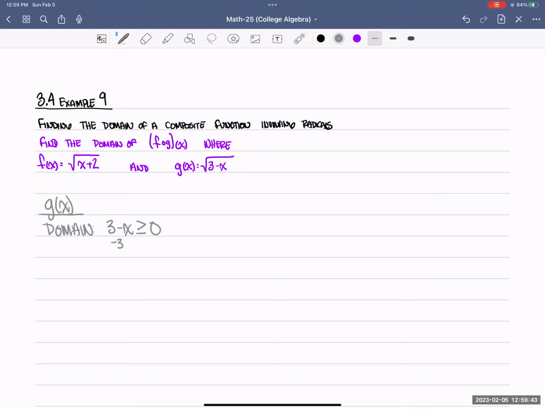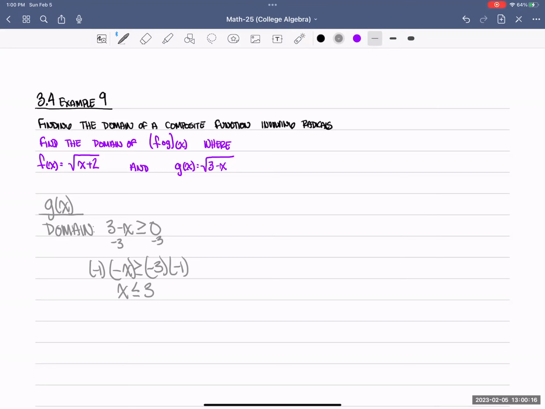So let's subtract 3 from both sides. We have negative x is greater than or equal to negative 3. And to get rid of that negative, I'm just going to multiply by negative 1. Because we multiply by a negative number, we have to switch the direction of the sign. So x is now less than or equal to a positive 3. So we have all the values of x that are smaller than or equal to 3.